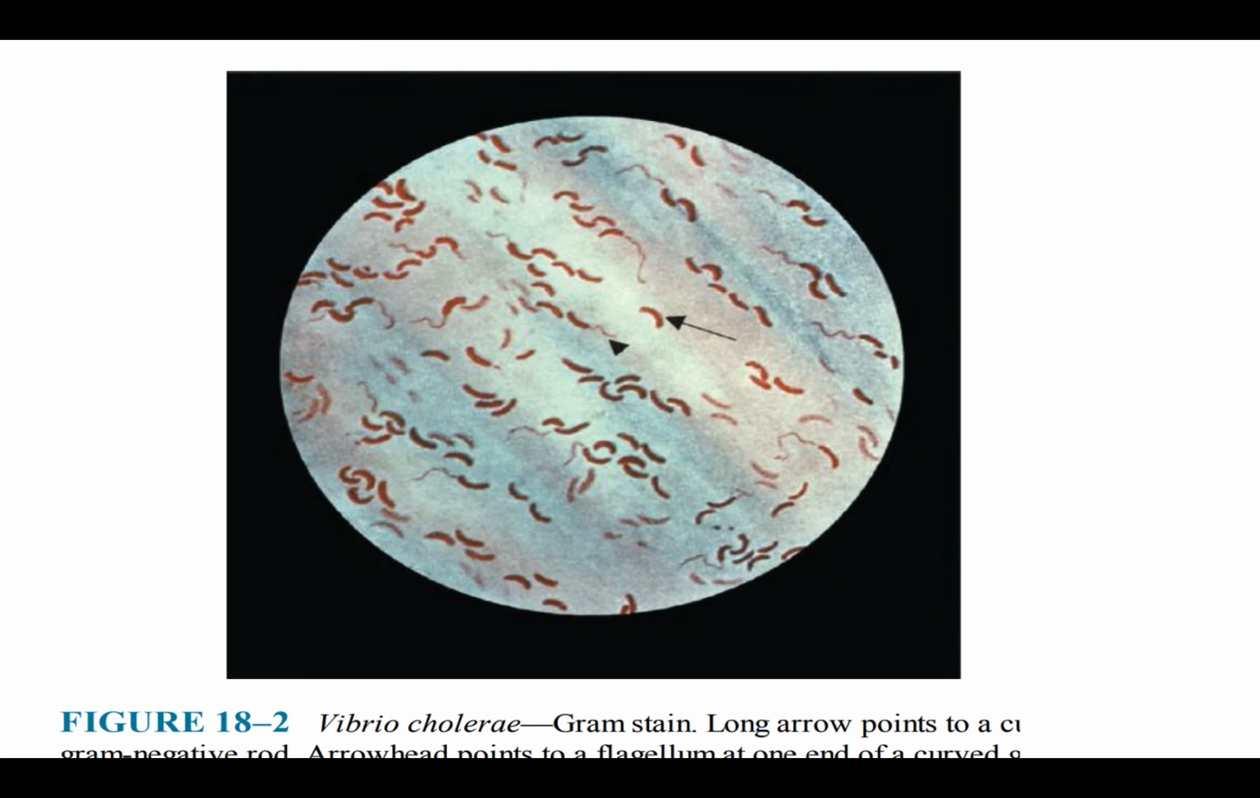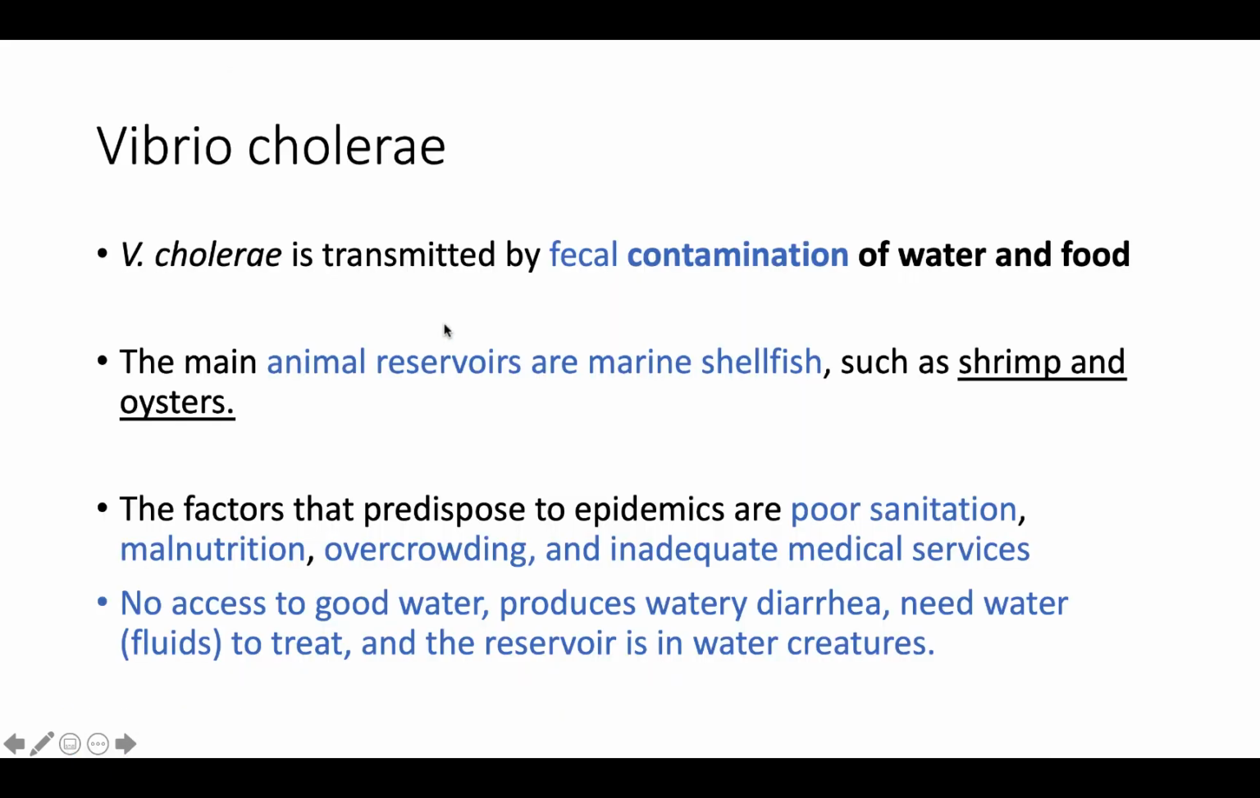So this is the picture of Vibrio cholerae from the beginning of the lecture. We saw a curved rod with a prominent flagellum. Okay, so it is transmitted by contaminated water sources. What is the story of cholera? Wherever people have no bathrooms.